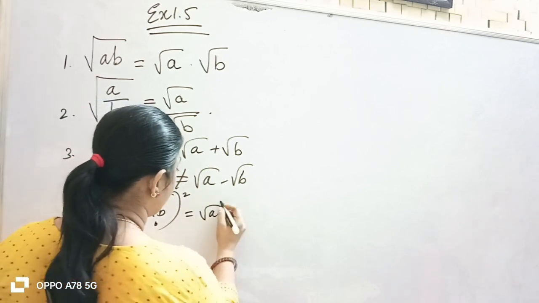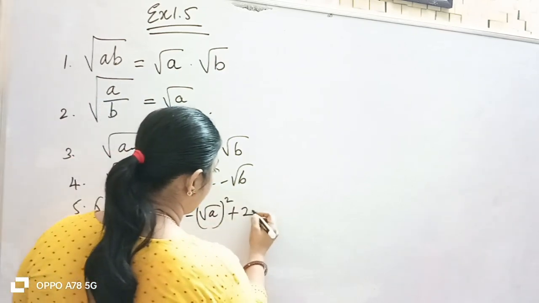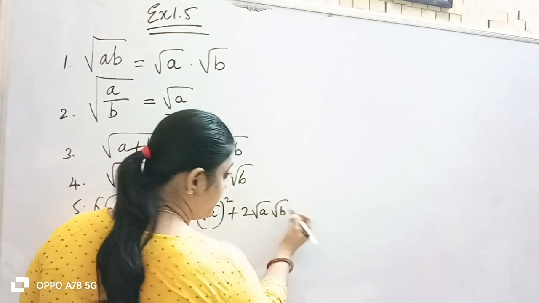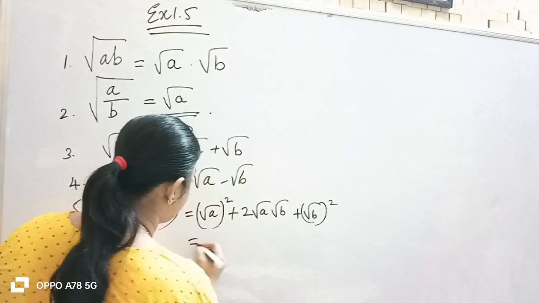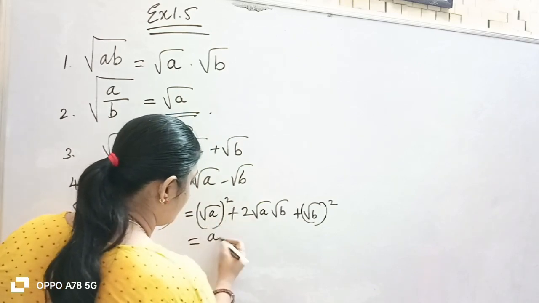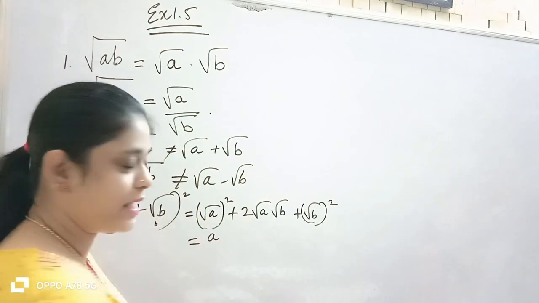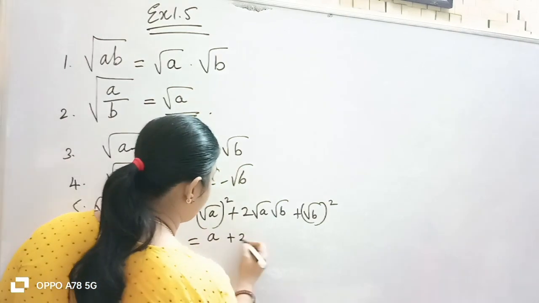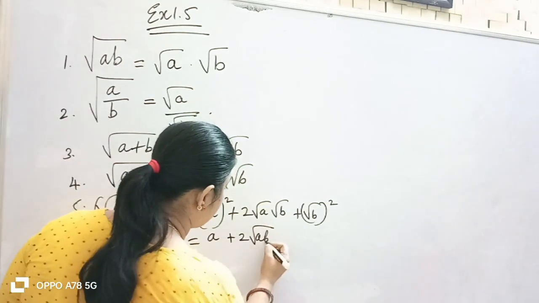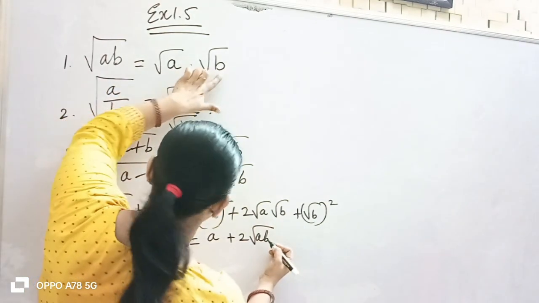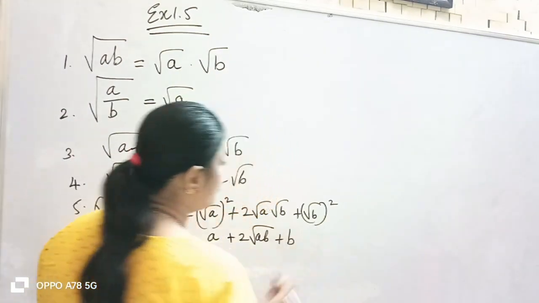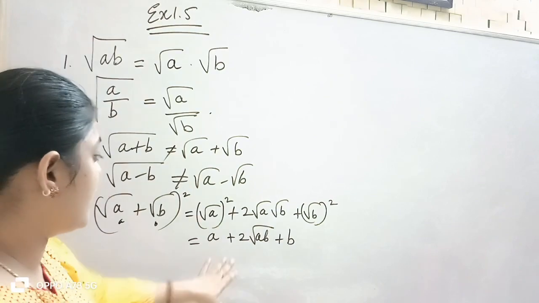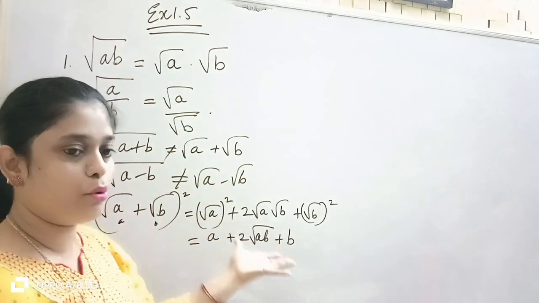So our root A the whole square, is it correct? Plus 2 into root A, root B, plus root B the whole square. You are writing the next step, square and square root cancel, is it correct? Cancel it. So root A into root B can be written as root of AB, and then plus root B square is B. So like this you have to apply any formula.